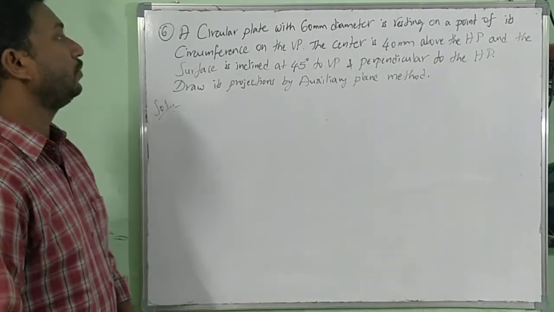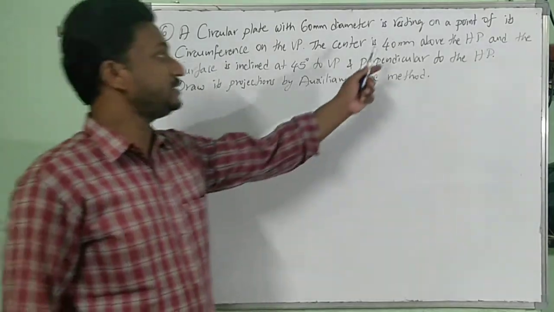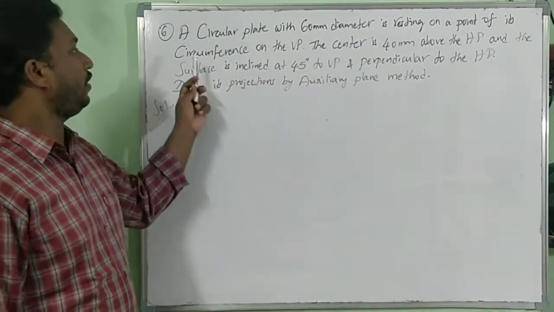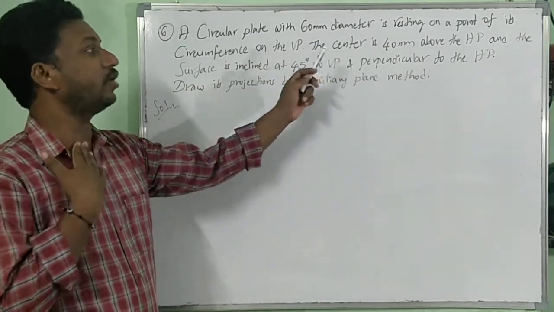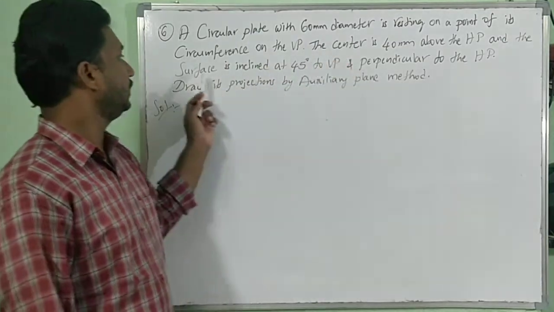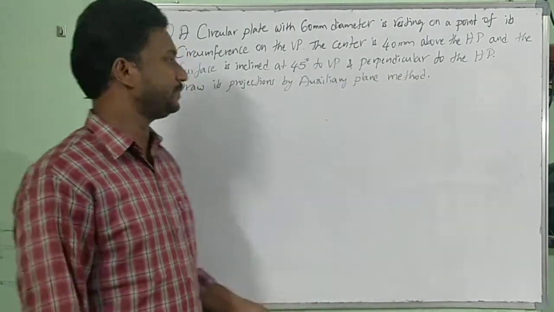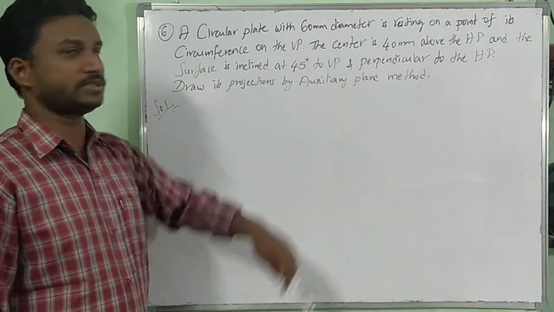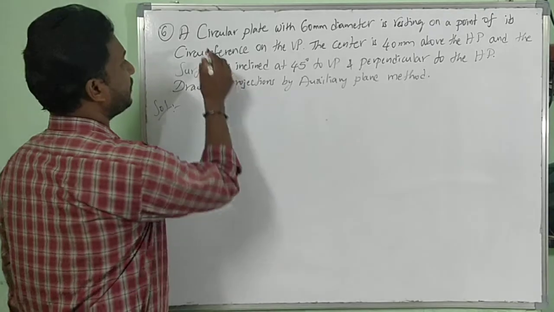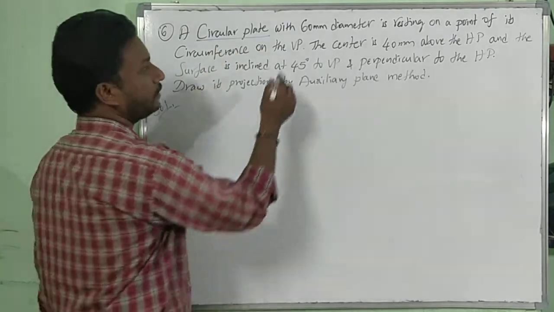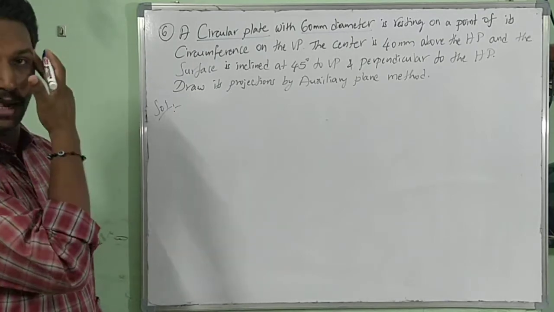Look at the problem. A circular plate with 60 mm diameter is resting on a point of its circumference on the VP. The center is 40 mm above HP and the surface is inclined at 45 degrees to VP and perpendicular to HP. Draw its projections by auxiliary plane method. Analyzing the question, the plane surface is given as a circular plate with 60 mm diameter. That's the dimension.